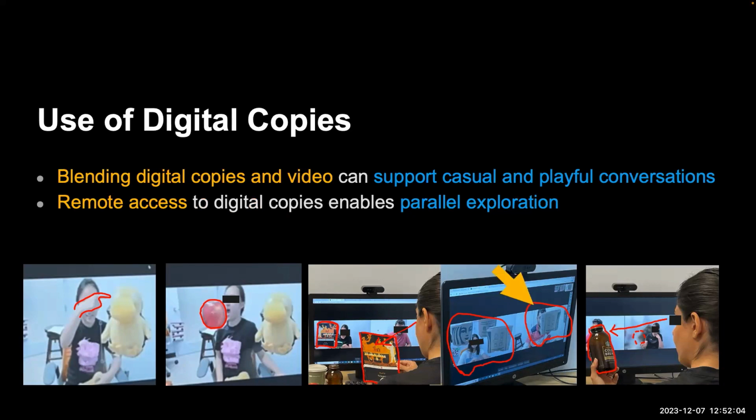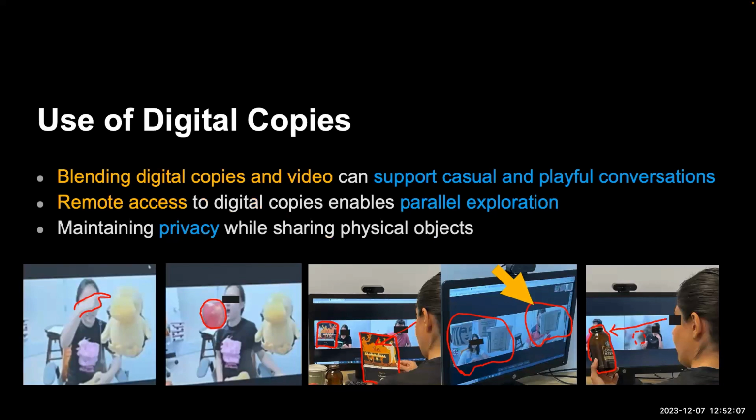And also, you can have parallel exploration. So you can have this physical object and the virtual copy of the remote physical object and see them side by side. And they also like that they can maintain privacy when they're sharing the physical objects, because we can selectively show the objects in the video meeting and make other things still blurred or covered by the virtual background.